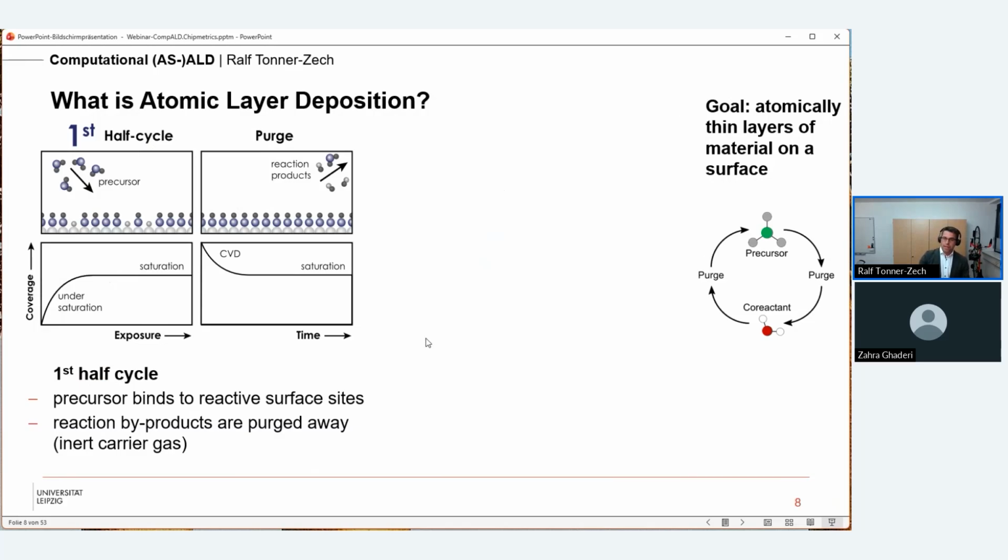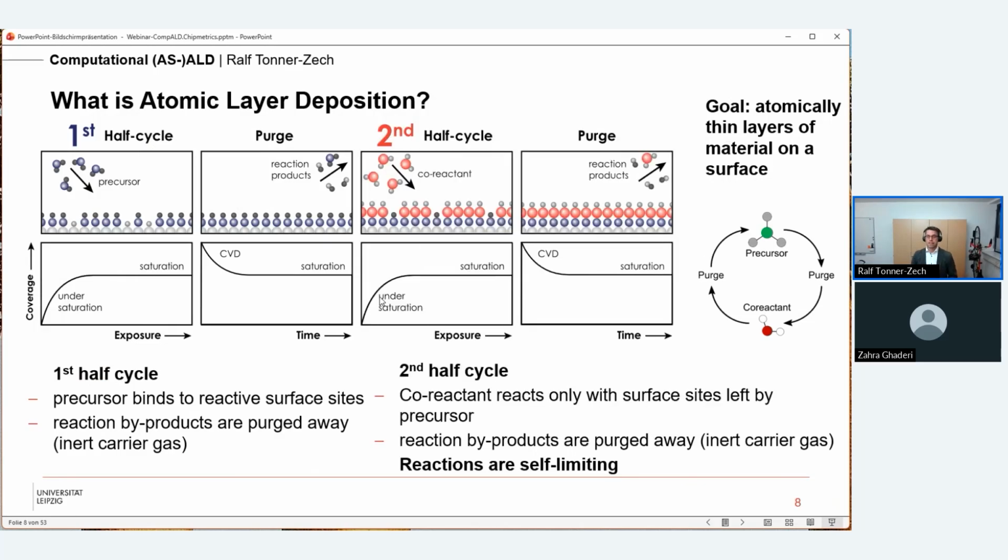And in a next step, after a purge step, which purges away your reaction products, in a second half cycle, you have a second precursor, often called co-reactant. It's often water or oxygen or ozone. And this co-reactant, in an ideal way, only reacts with the first layer of molecules on the surface. And so if you follow this ideal reaction, then after 2 cycles or 2 half cycles, you created 1 layer of new material. The reactions are self-limiting, which is sort of the core feature of atomic layer deposition.